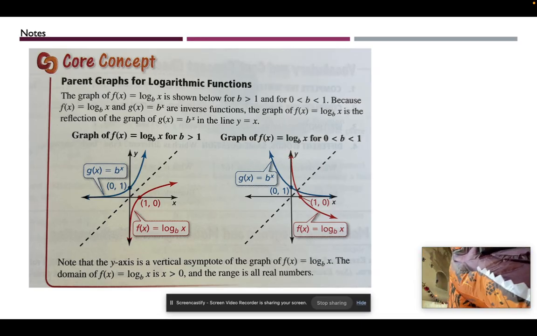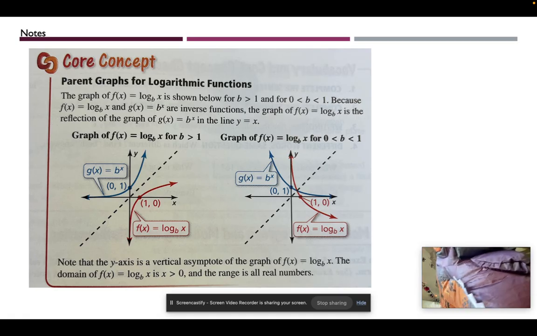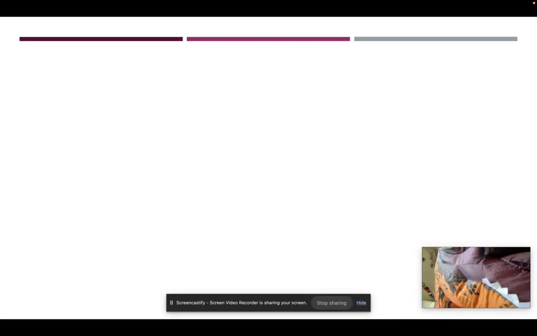And so that's exponential growth, and then with exponential decay, you get kind of the opposite look. And you'll notice that for exponentials, the asymptote was horizontal. For logarithms, it's a vertical asymptote.